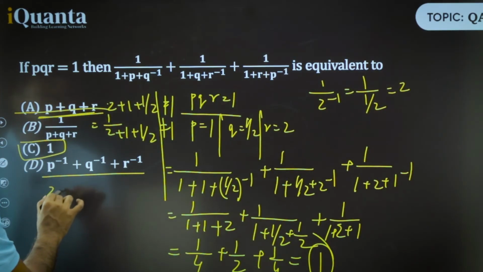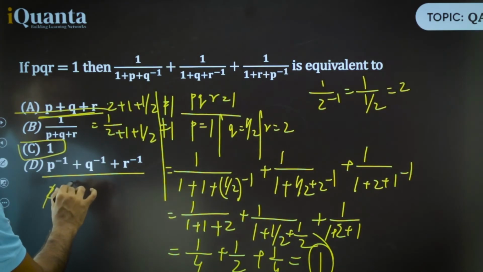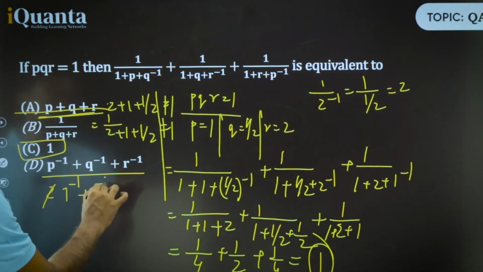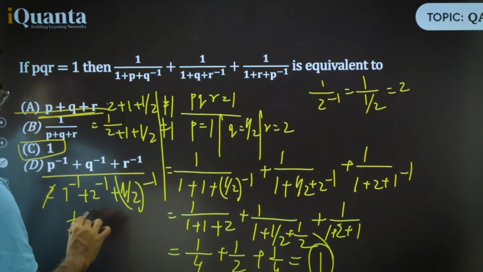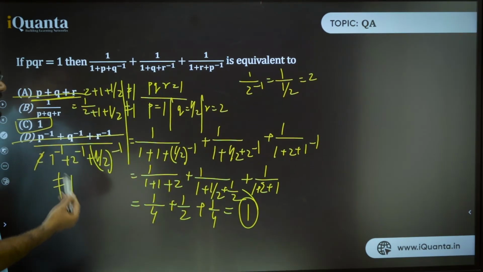P to the power minus 1, Q to the power minus 1, R to the power minus 1. Let's say what is the value of P? P's value is basically 1. So it is 1 to the power minus 1 plus 2 to the power minus 1 plus half to the power minus 1. Again, it is not equal to 1. So hence this is also not your answer. So your answer has to be C.